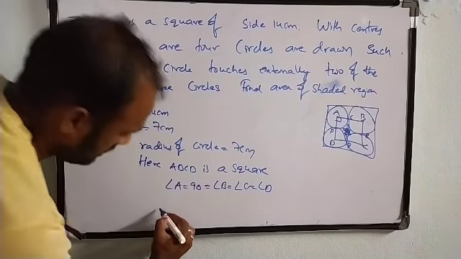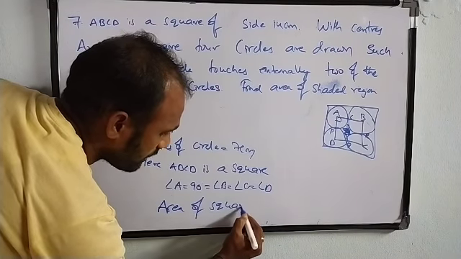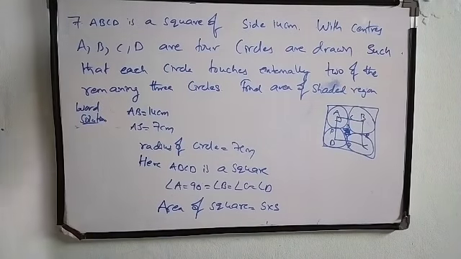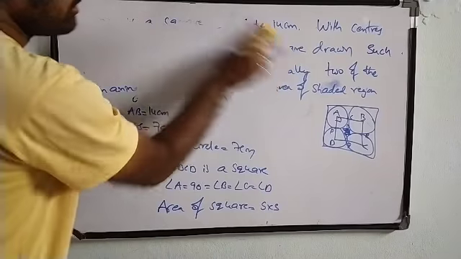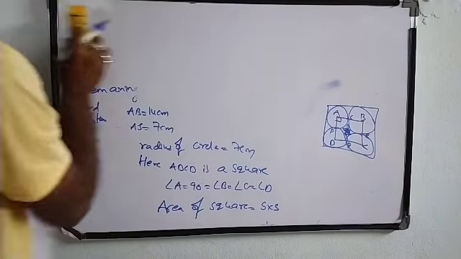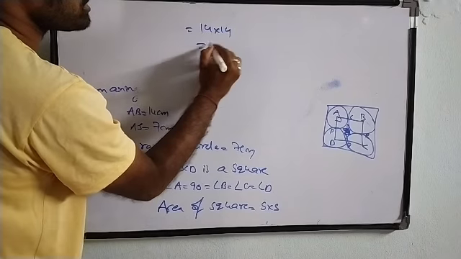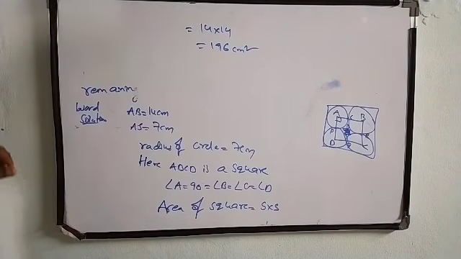So let us first find the area of the square. Area of square is equal to side into side, and the side is 14. That is equal to 14 into 14, which is 196 centimeter square. So this is the area of the square.